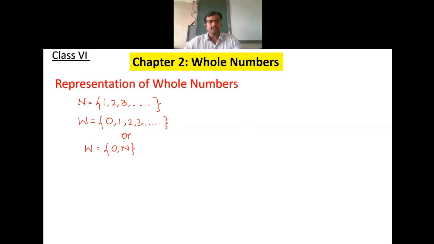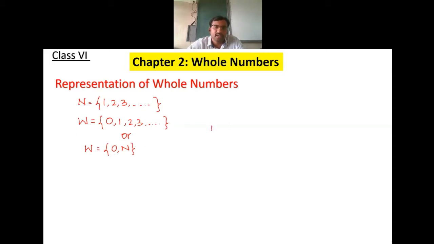Now if I ask you a question, which set among natural numbers and whole numbers is the larger set? Whole numbers. Both are not equal. The set of whole numbers is a larger set because it contains one element more than the set of natural numbers.